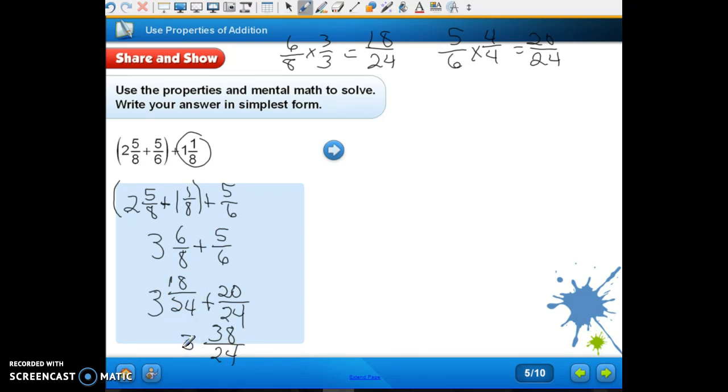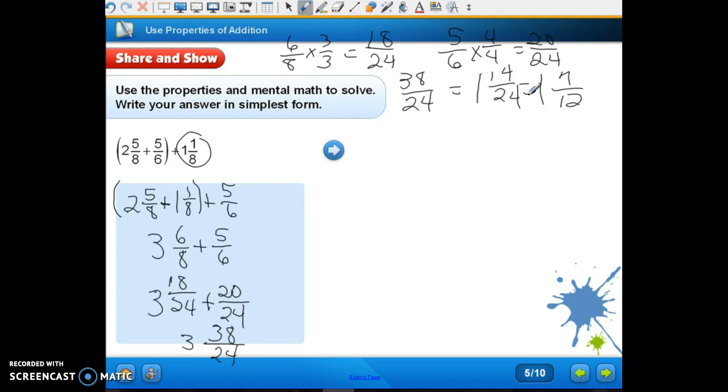Can I leave that as an improper fraction? No. So let's make that into a mixed number. So if I have 38/24ths, 24 will go into 38 one time, right? Leaving us how much? What's 38 minus 24? 14/24ths. Can I simplify 14/24ths? Can divide them both by 2. 7/12. So I get 7/12. So now I have 1 and 7/12.